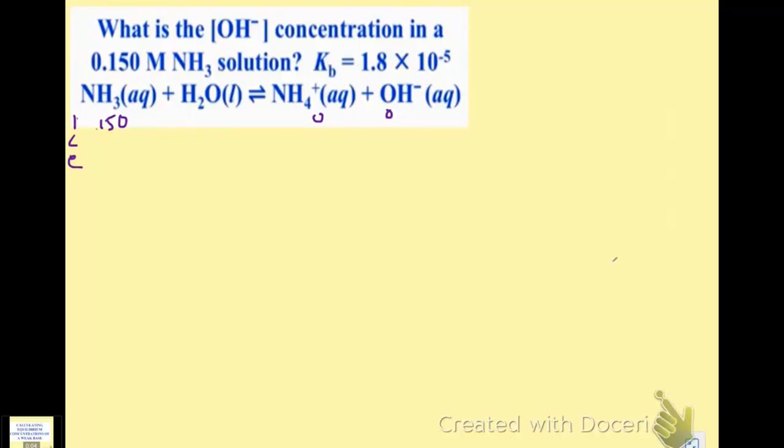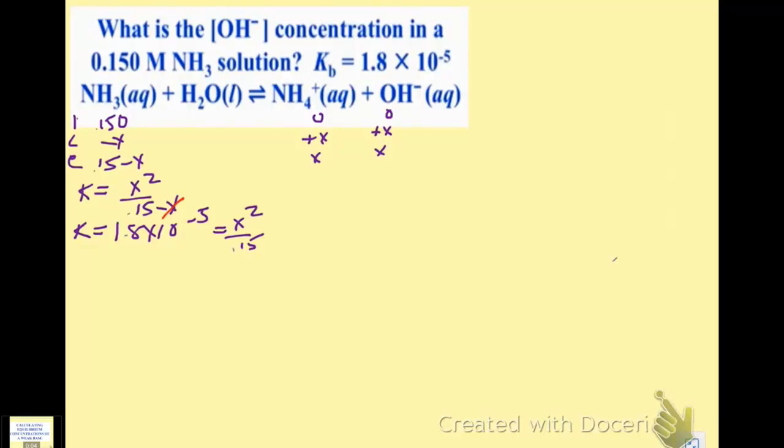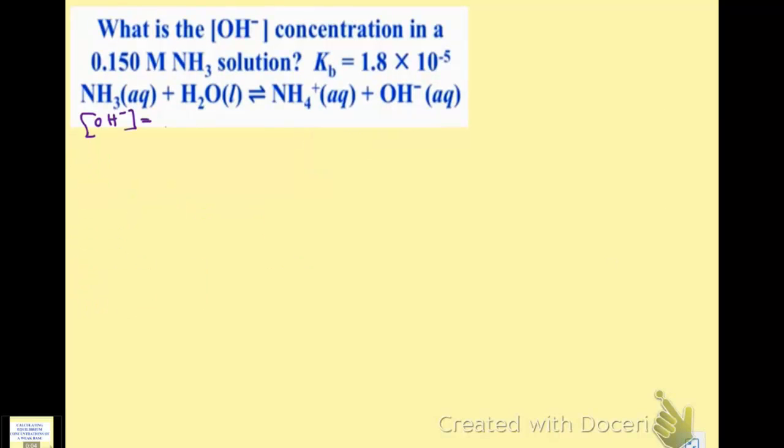If I start with 0.15 molar of ammonia, I start with no products. I set up my ICE table and I end up with the equilibrium expression of x squared over 0.15 minus x. I'm going to assume that x is insignificant and rearrange the equation. I end up with 1.8 times 10 to the minus 5 equals x squared over 0.15. I multiply both sides by 0.15 and I end up with 2.7 times 10 to the minus 6. If I take the square root of both sides, I end up with a hydroxide concentration of 0.00164.